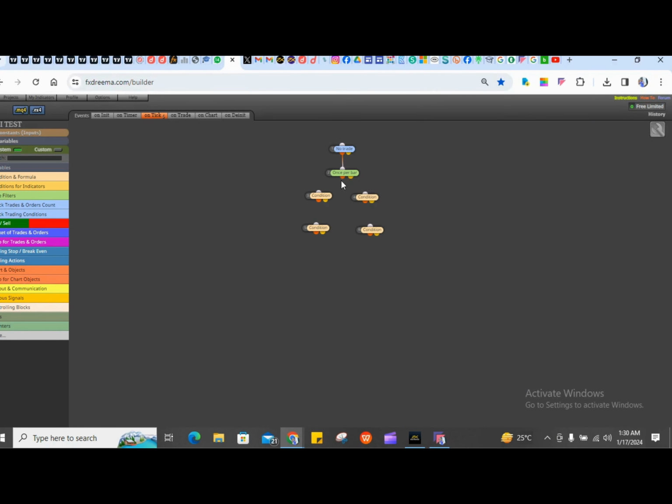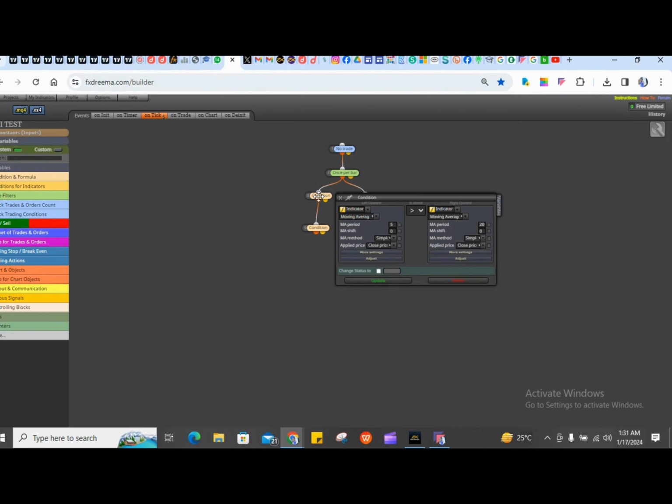So we connect. Watch my connection from here to this, from here to this, from here to this, from here to this. All right. So now let's start from the first condition. No, the first condition is supposed to be moving average. Moving average, yes, not RSI. Moving average is telling us the direction of the market, so we are starting with moving average.